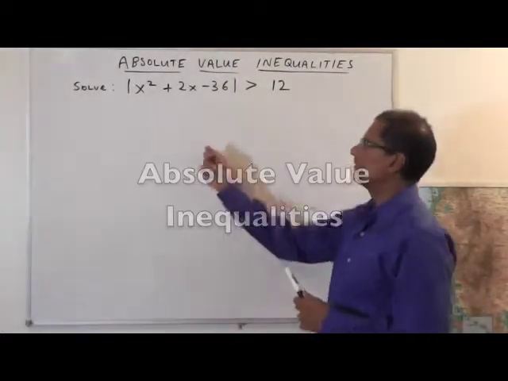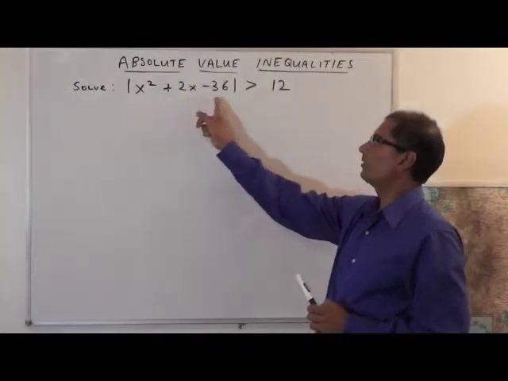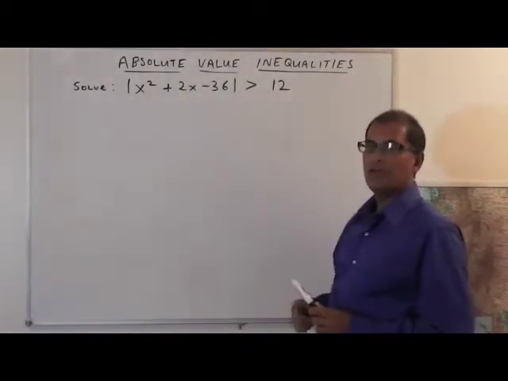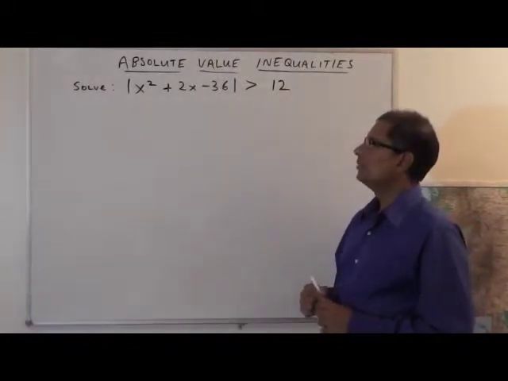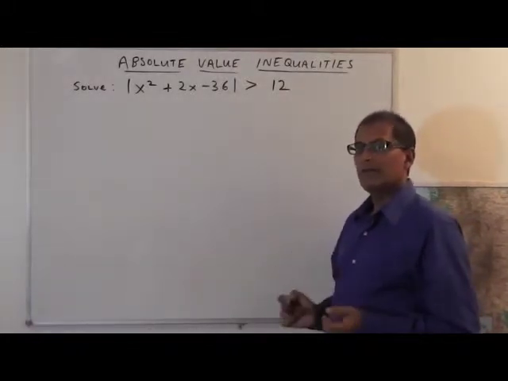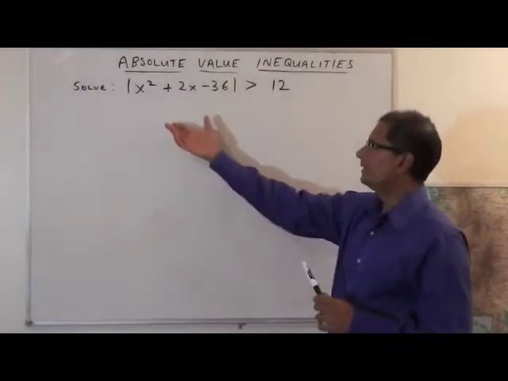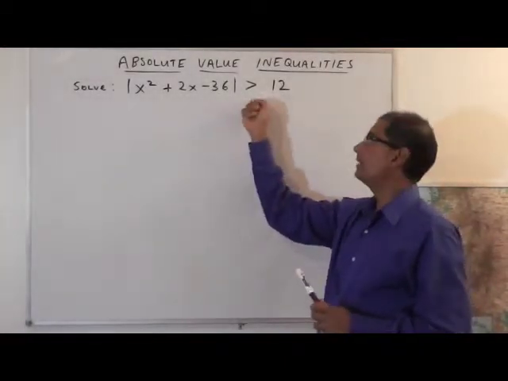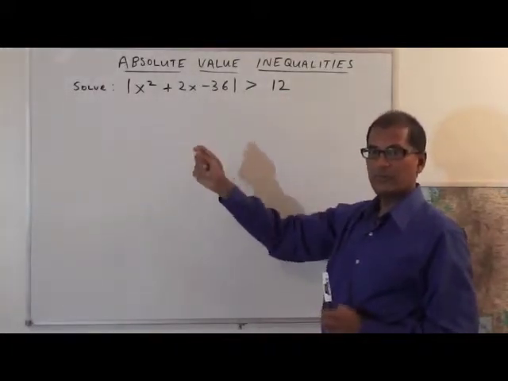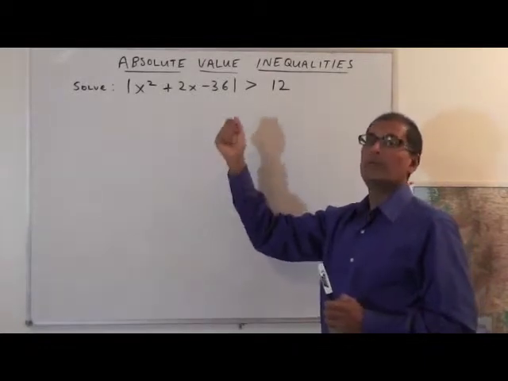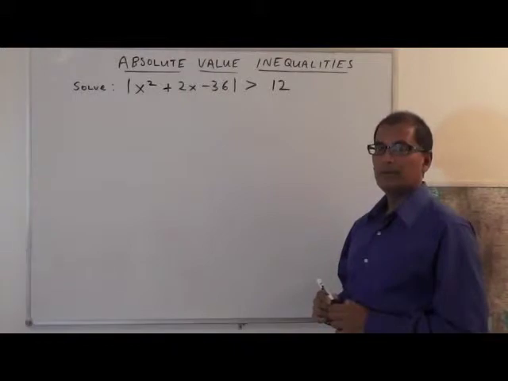So this problem is, we want to solve the absolute value of x squared plus 2x minus 36 greater than 12. So this is an absolute value inequality. And so when you do an absolute value inequality, you have to think that the absolute value means two things. That this inside the absolute value could be greater than 12, or actually it could be less than negative 12, because when you take its absolute value, that would be greater than 12. So we actually have two inequalities here.